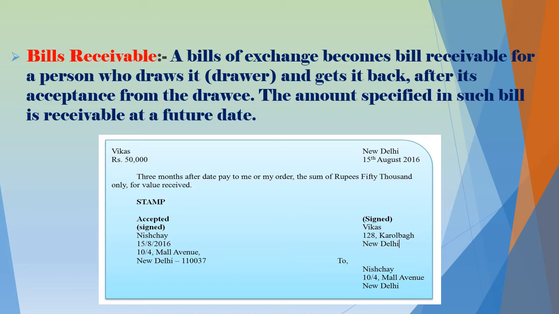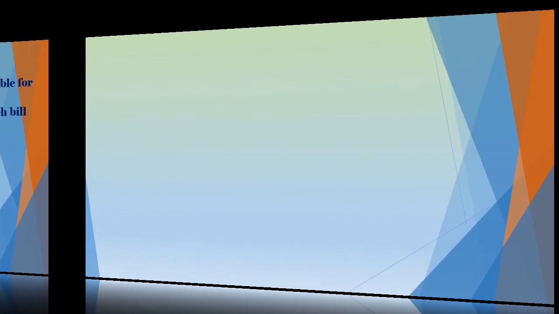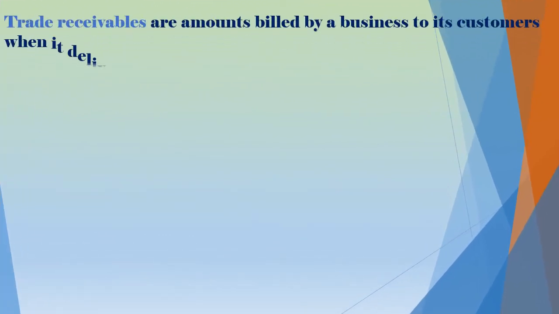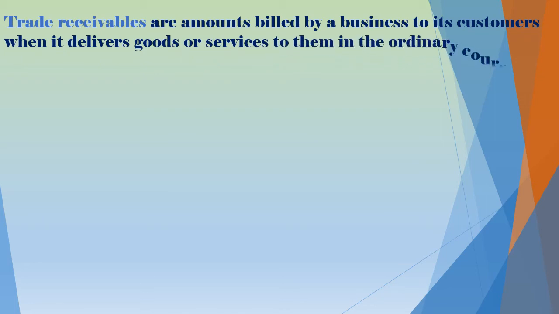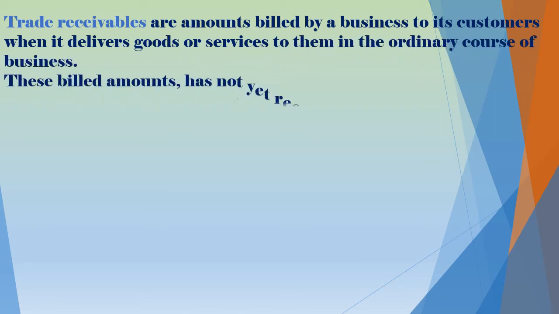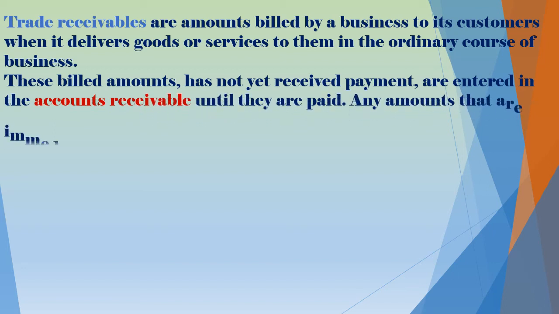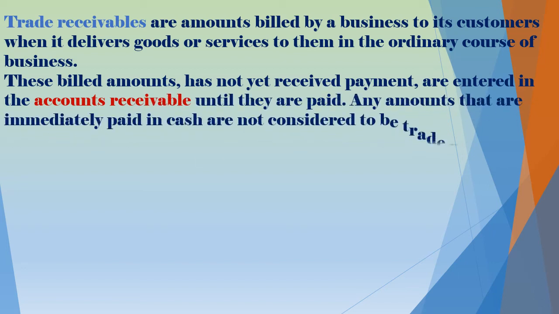Now, trade receivables are amounts billed by a business to its customer when it delivers goods or services to them in the ordinary course of business. These billed amounts, for which the business has not yet received payment, are entered in the accounts receivable until they are paid. Any amounts that are immediately paid in cash are not considered to be trade receivables.